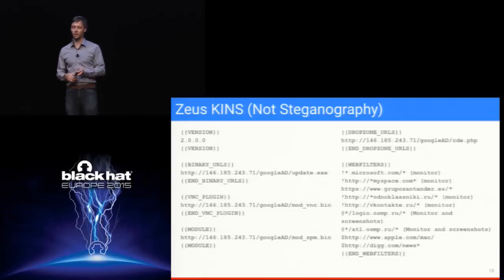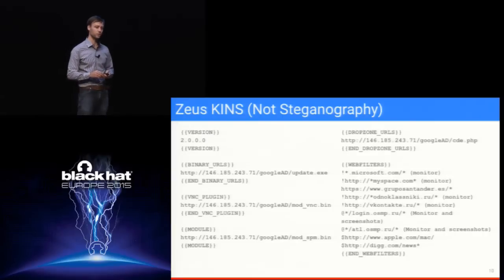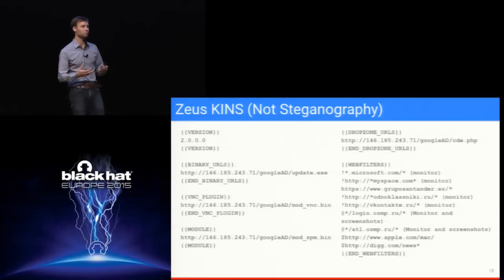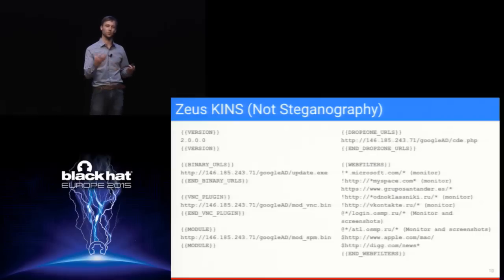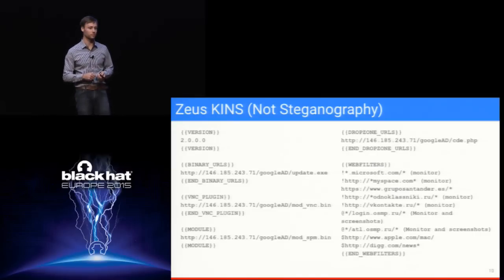And once you decode this config, this is what the configuration looks like. So you have a lot of information stored in this base64 string once it's decrypted. You have the version of the bot, the different command and control URLs, and what kind of information it should be stealing. This is just to show you that some malware append data to images, but this is not exactly what we consider to be steganography.